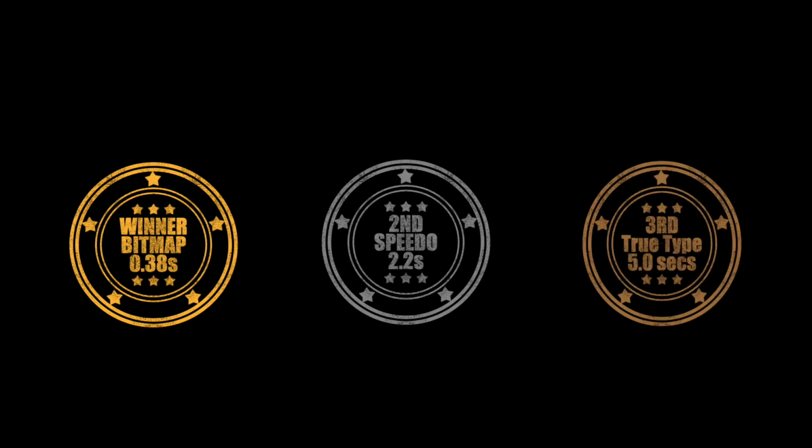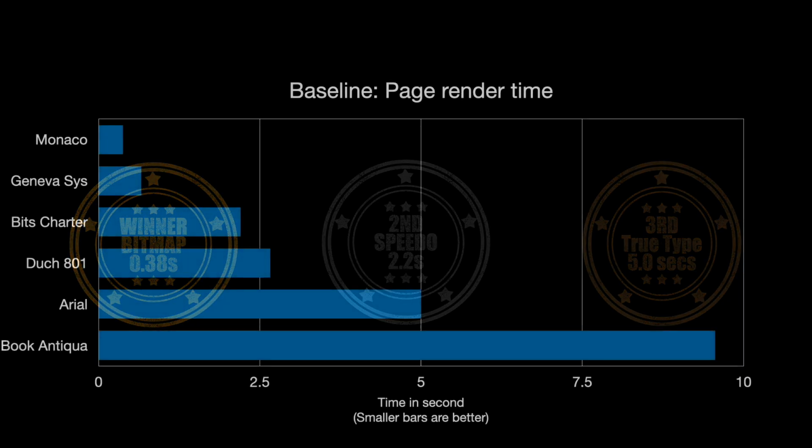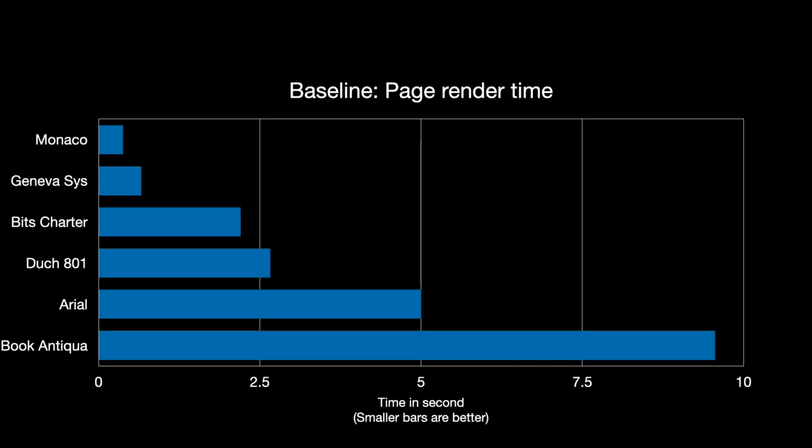Now, I tested two fonts of each type. So I did two bitmaps, two SpeedoGDOS fonts, two TrueType fonts. So for the bitmap fonts, Monaco, the default system font, took 23 frames at 60 frames per second, or 0.38 of a second to render. The Geneva system font took 0.66 of a second, which is 1.7 times longer than Monaco.